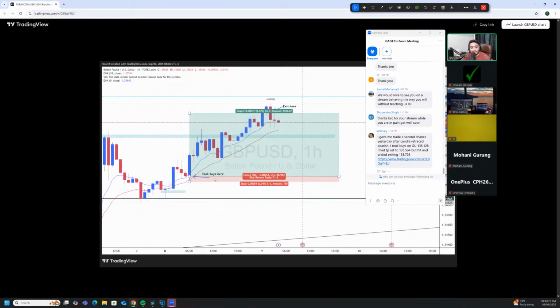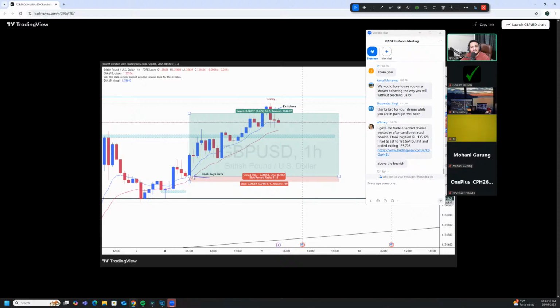Okay, took buys here. Where was the confirmation, bro? Where did you take a buy here? Is that a key level where you took a trade here above the bearish? Okay, above the bearish. So you took a buy here when it broke above the previous candle high. Yeah, that makes sense. Good trade, I would say. If you executed as it broke above the previous bearish candle high, that is an impulse entry and it makes sense. If you have a bias for the buys, that makes sense as a swing trader.